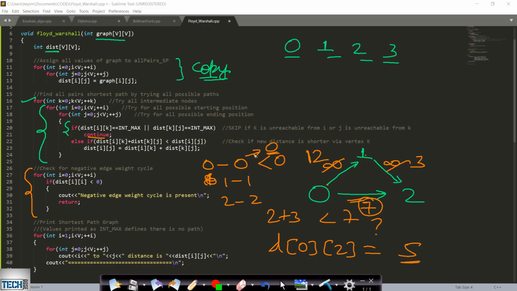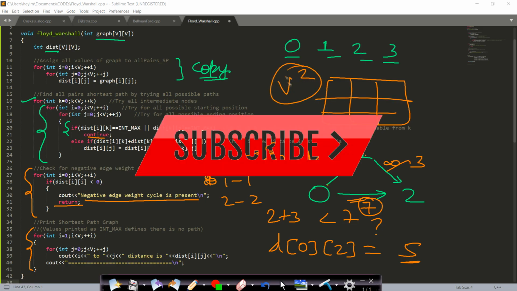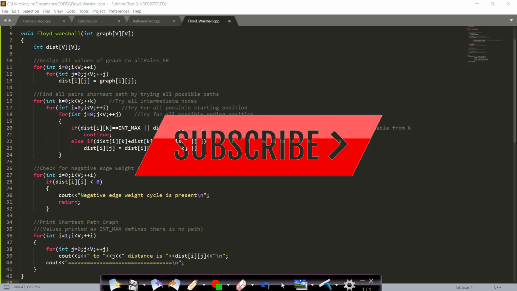Okay, so if we have a negative edge weight cycle, we will print that a negative edge weight cycle is present and we will simply return. Otherwise, if there is no negative edge weight cycle, then we will print the entire all pair shortest path matrix, which will be a 2D matrix of size V square. Okay, so this is the entire algorithm, and I hope this is very simple to implement as well.